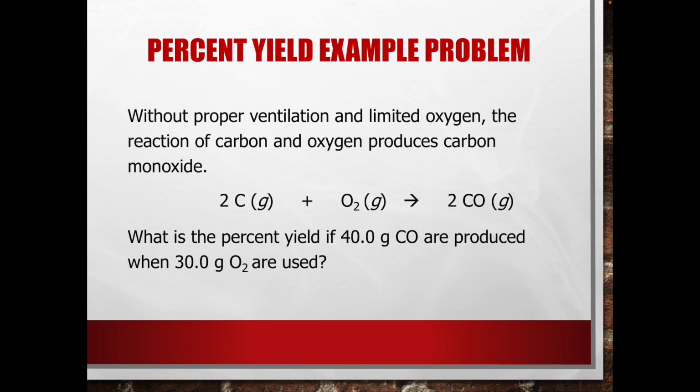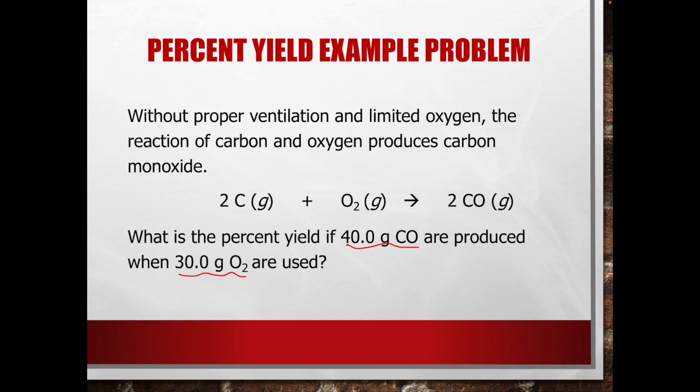This says what is the percent yield if 40 grams of carbon monoxide are produced when 30 grams of oxygen are used? All right, so looking at this, do you see that we have 2 masses again? This looks kind of similar to the problems we were doing before, right? We were doing limiting reagent problems and we had 2 masses and we made 2 train tracks.